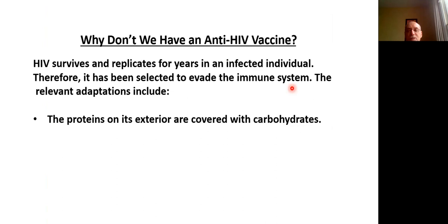And I'll just say a word or two about why we don't have an HIV vaccine. It is not for want of trying. Really, there have been tremendous efforts extending decades now and costing billions of dollars, but there's really been no success in designing a vaccine to protect against HIV. Why is that? Well, as I told you, HIV survives and replicates for years in an infected individual, and so it has been selected to evade or hide from the immune system.